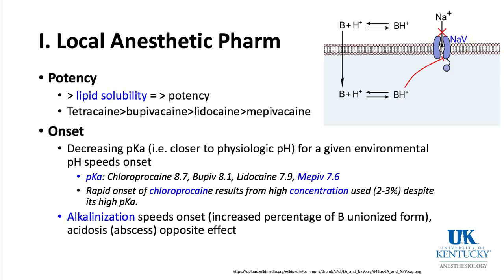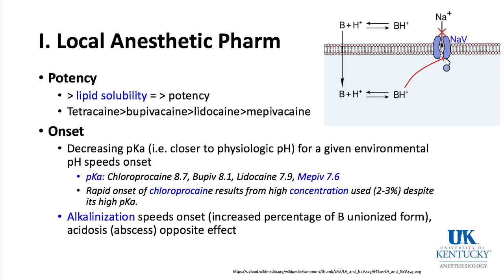So why does chloroprocaine have a faster onset if its pKa is so high? The answer is you're using an extremely higher concentration than the other local anesthetics. You're using 2 to 3%, for example, so more molecules. So despite its high pKa, it has a fast onset.